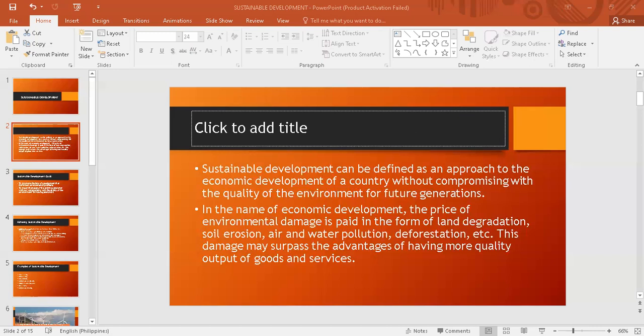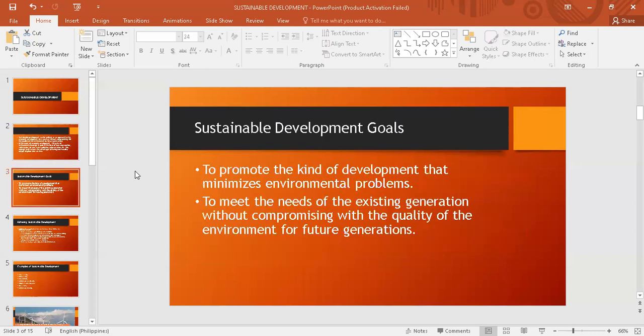Now, oftentimes this subject laging meron sa mga courses, sa lahat ng academic requirements. It is required to have knowledge of what we call sustainable development. Okay, we have what we call the sustainable development goals. No, first is to promote kind of development that minimizes environmental problems.